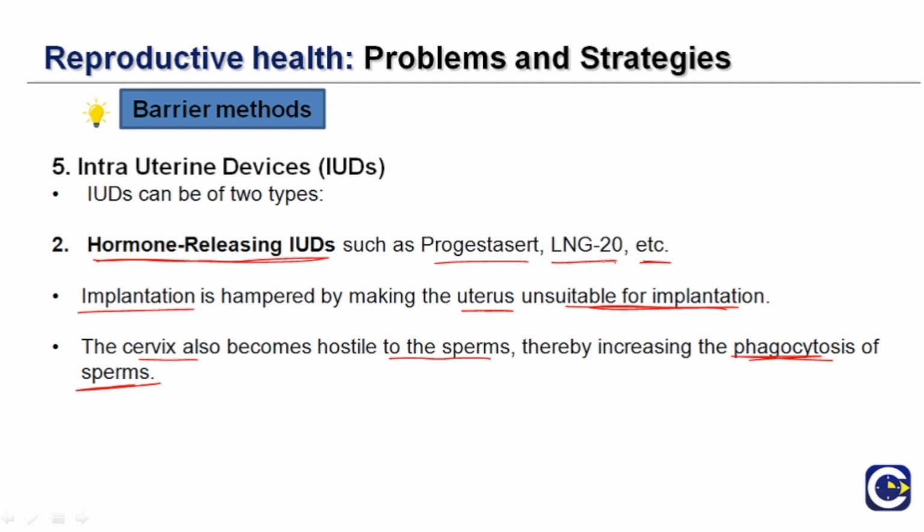Progestasert or LNG-20. There are many more, but you must remember these two names. And implantation is hampered by making the uterus unsuitable for implantation because they release certain hormones that do not allow an active implantation to take place. The cervix also becomes hostile to sperms and increases the phagocytosis, again the killing of sperms.